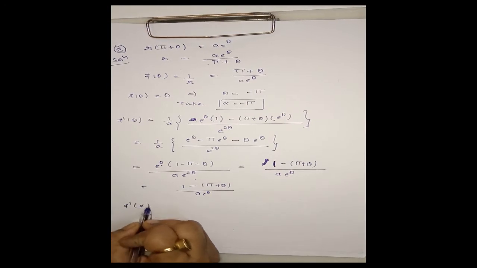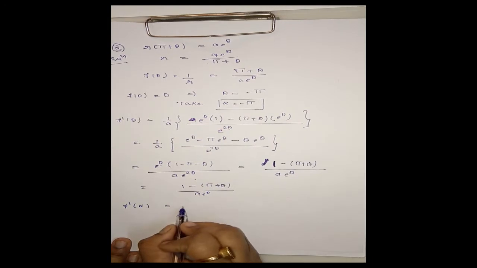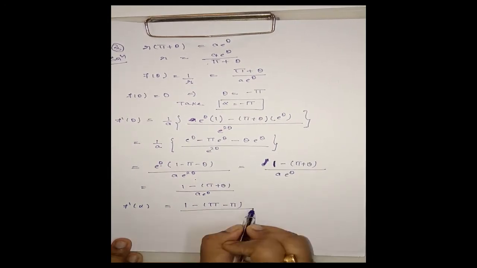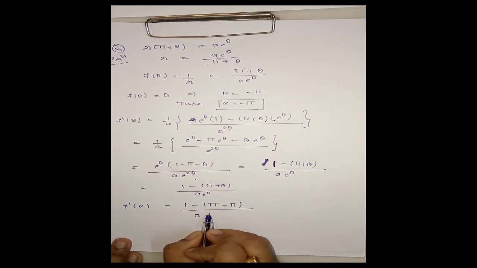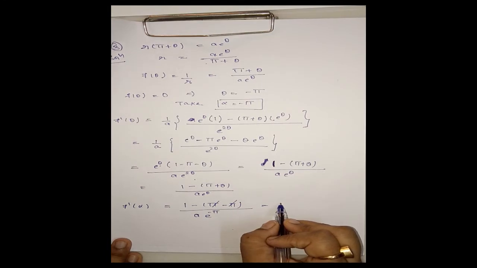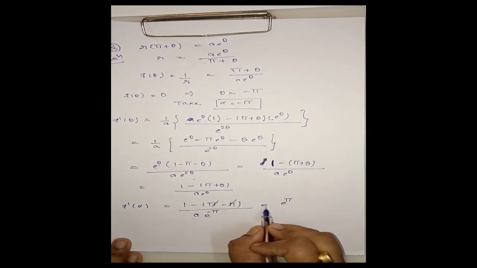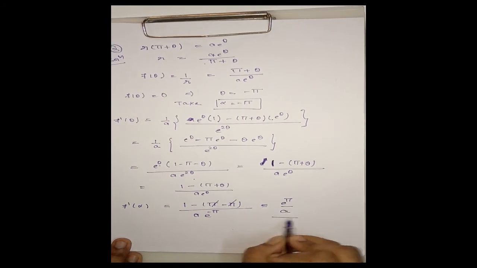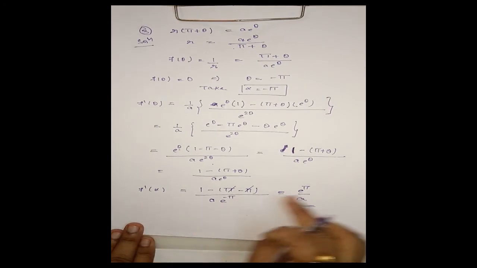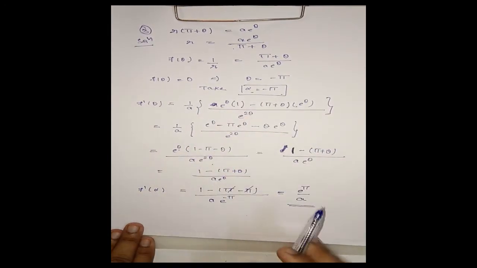That means f dash alpha will be equal to, alpha is minus pi. This is 1 minus pi upon a e minus pi. This is equal to, this is 0. e pi will be, this is equal to e pi by a. f dash alpha is equal to this. Okay, now my f dash alpha is given by e pi by a. Alpha is minus pi here.